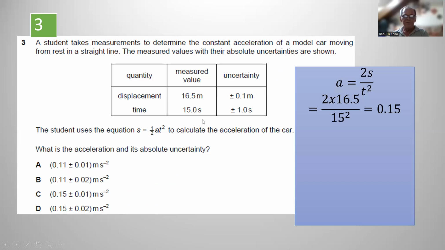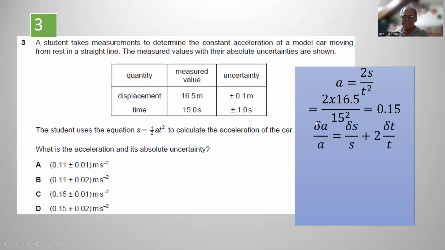Put in your values. There's your 2. s is 16.5. t squared, 15 squared. Most of it is 2 or 3 significant figures. Okay, so it's 0.150.